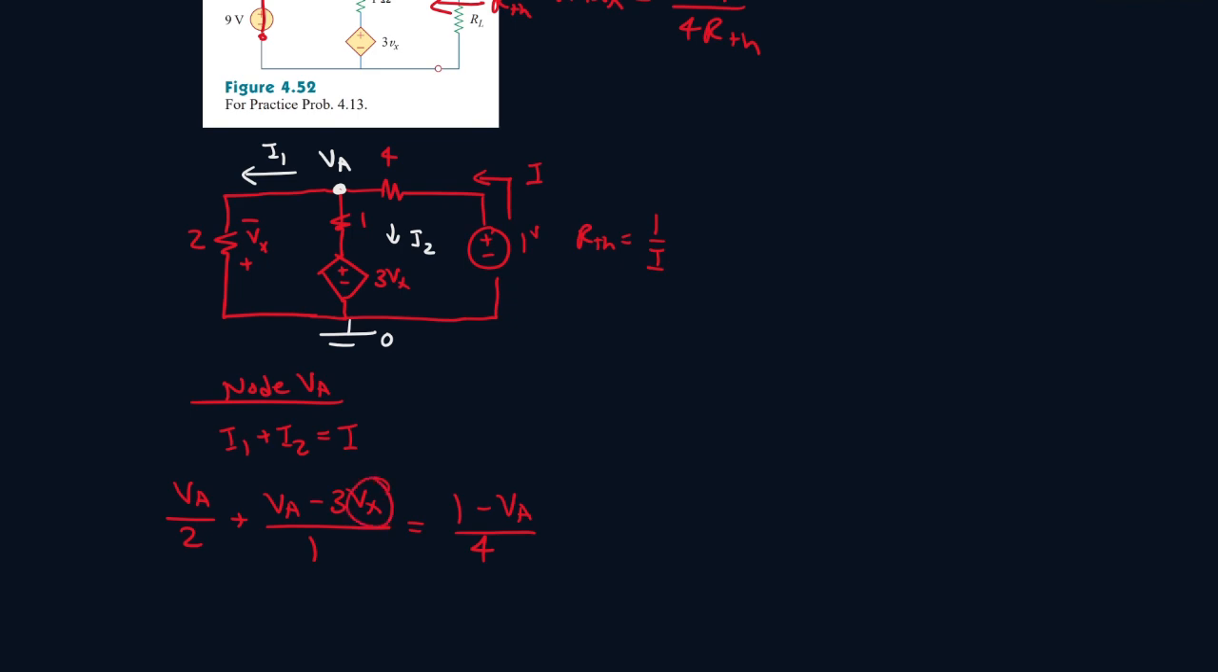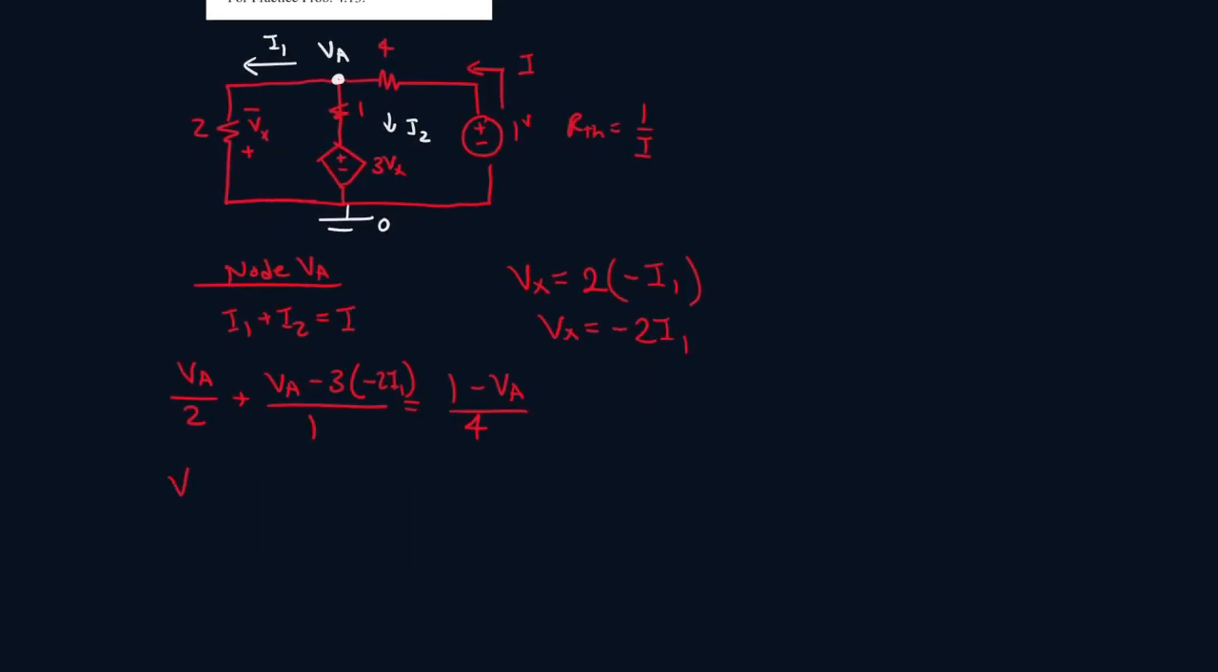Now we have to find a way to get rid of this Vx. We see Vx will be equal to 2 times the current passing through it, and we see the current passing through it is I1, but it enters the negative terminal first. So it'll be minus I1, so Vx will be minus 2I1 here. Okay, so let's continue. So minus 3 times minus 2I1, that'll be plus 6I1 all over 1 equals 1 minus VA over 4.